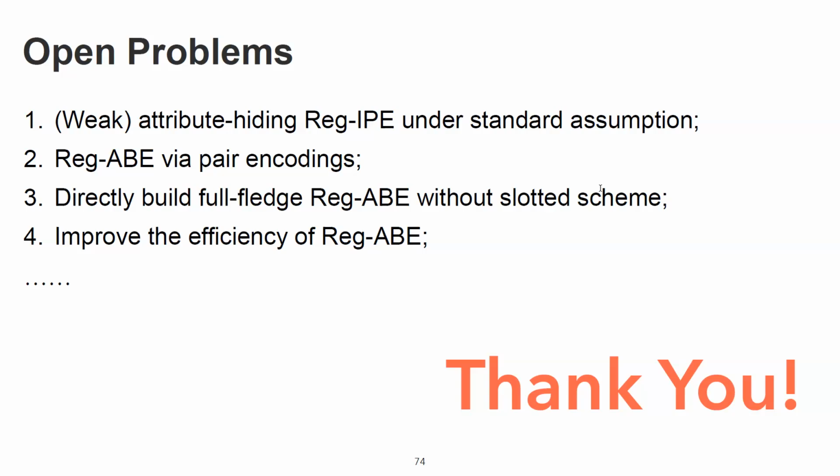I want to ask a question: why can your registration-based IPFE not achieve trivial hiding, because you use the predicate encoding with a particular type?